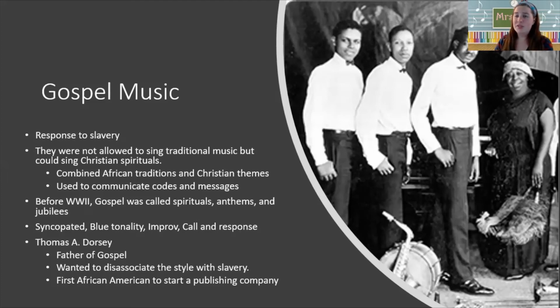We get Thomas A. Dorsey. He's the father of gospel music, and he really wanted to disassociate the style with slavery. And so this is when we started to call it gospel and not spirituals, because he wanted that separation and to bring it into the future. And he is the first African-American to start a publishing company. It's kind of a fascinating little tidbit.